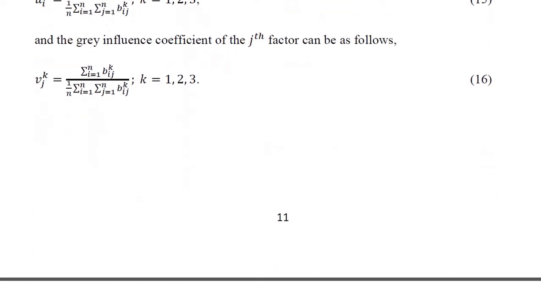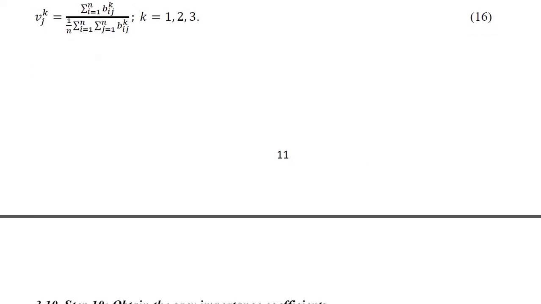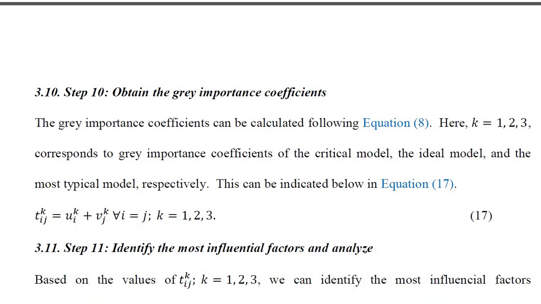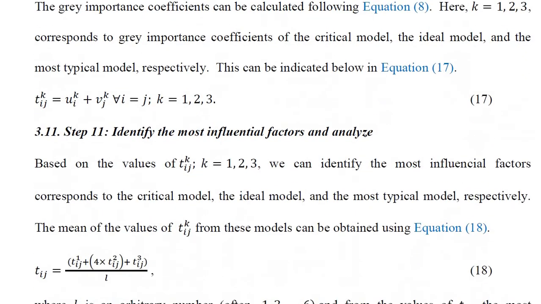These are the values Uik and Vjk, and finally we can take the gray importance coefficient. How will we calculate that? We add the values Uik and Vjk, and we will get the gray importance coefficient. Now, how will we calculate the most influential drivers? Based on the values in Tijk, we can identify the most influential factors corresponding to the critical model, ideal model, and most typical model.